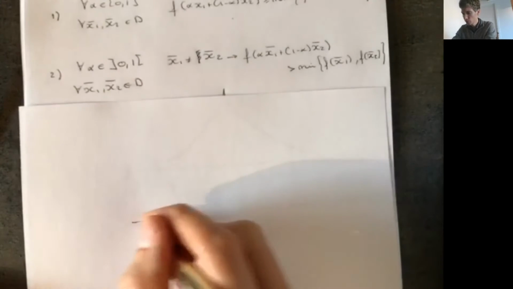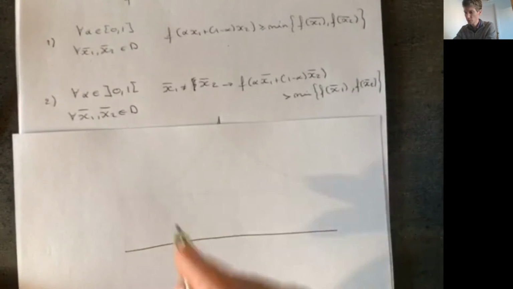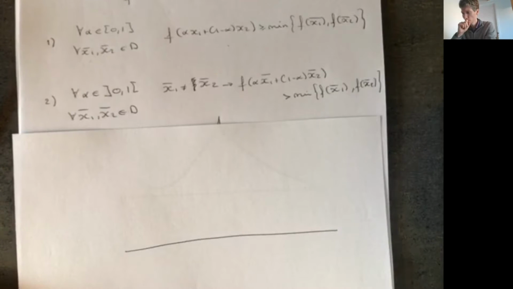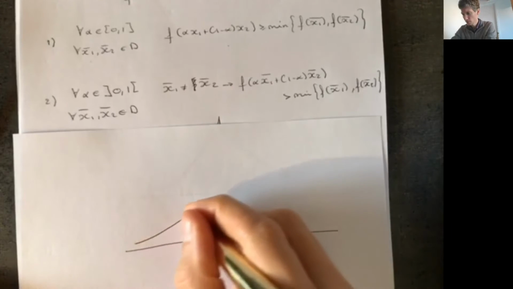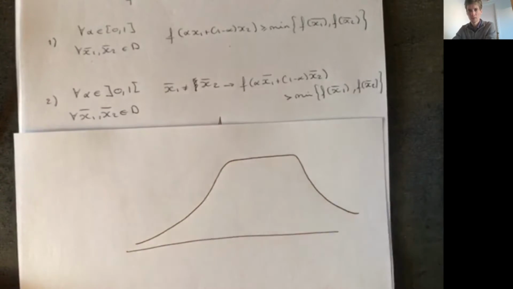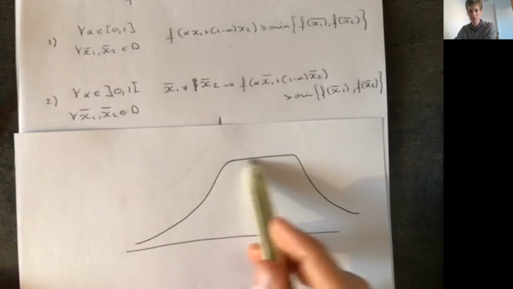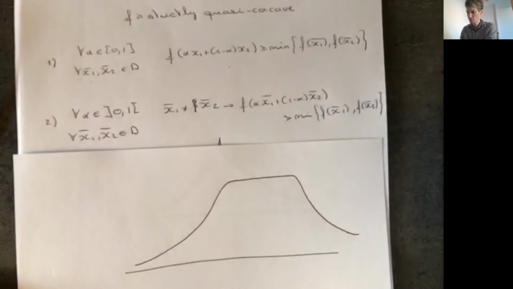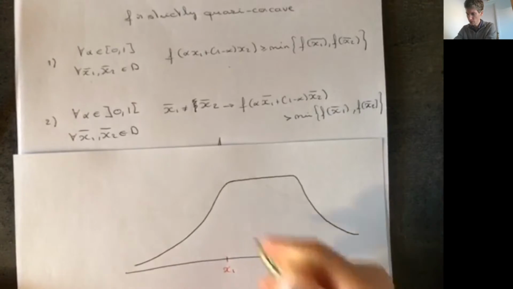Okay, so in order to draw your function that's quasi-concave but not strictly quasi-concave, for example this function here, this flat portion here does not satisfy the strict part. So how can you see this? You can have an x1 here, an x2 here.